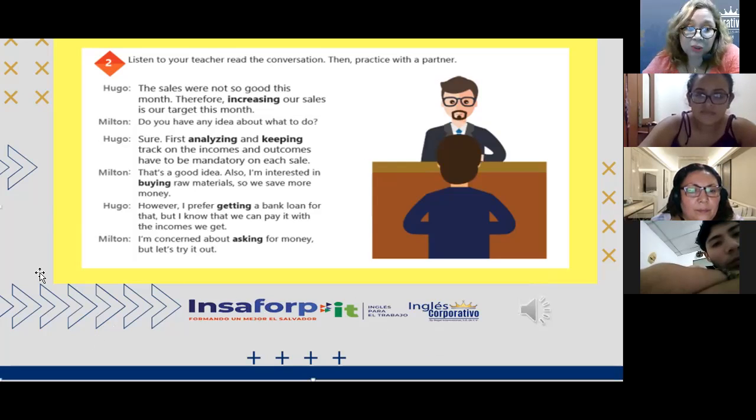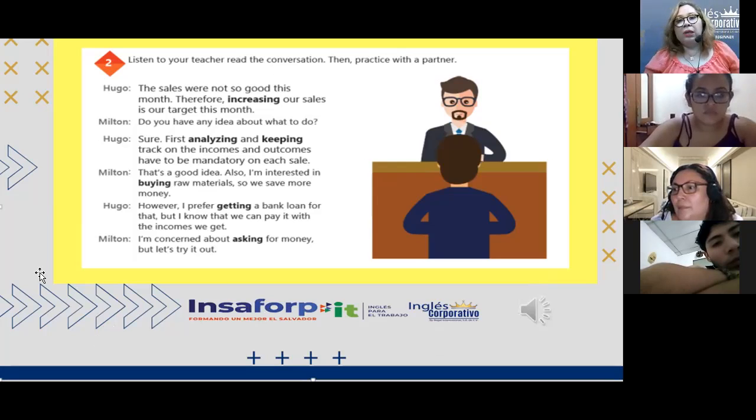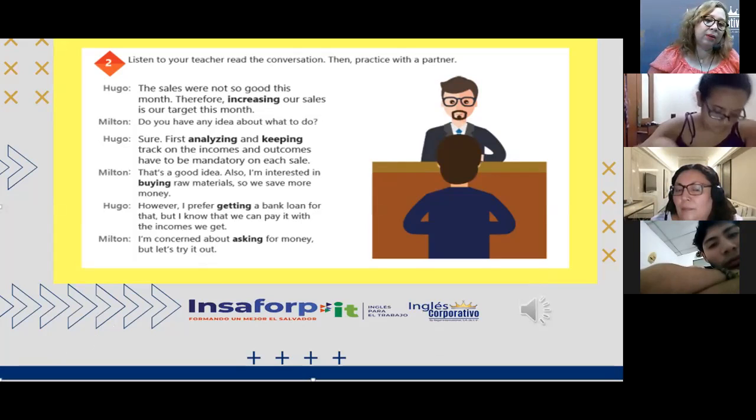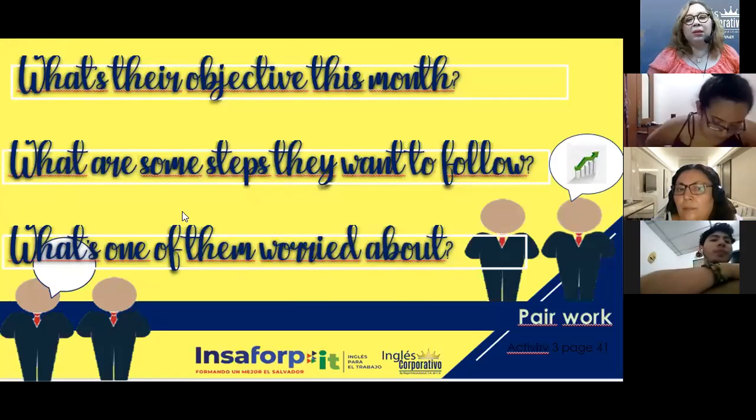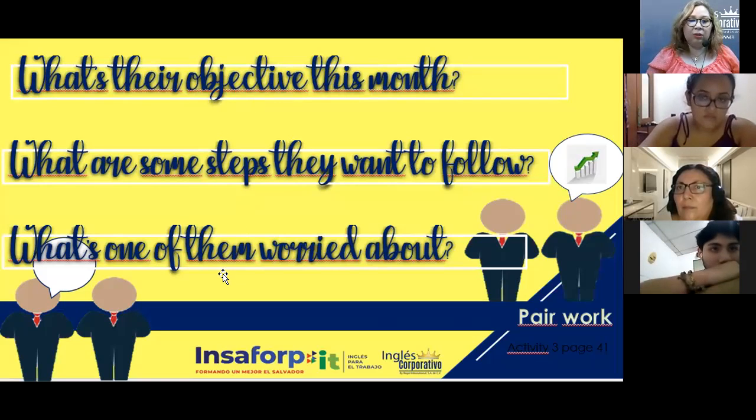Now, we have a pair work to do. So we're going to go to the rooms. We're gonna break out into the rooms and you are going to practice once this conversation, van a practicar una vez esta conversación y después de eso, ustedes van a ir y en su manual, quiero ver el pair work. Estas son las preguntas que están en su pair work and it's the activity 3 in page 41, okay? Después que la hayan practicado, comprendido, entonces ustedes van a contestar estas tres preguntas, okay? These three questions. So let's go to the breakout rooms and let's practice and answer the comprehension check, okay?